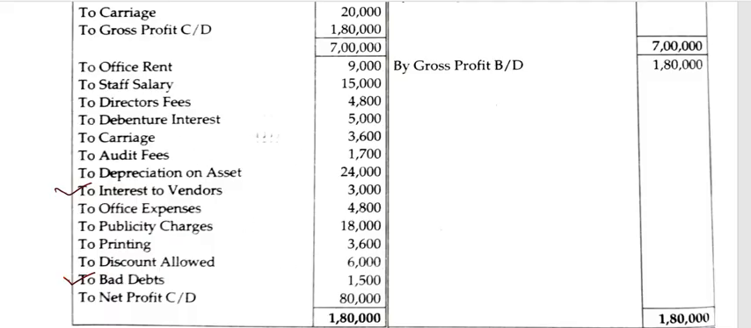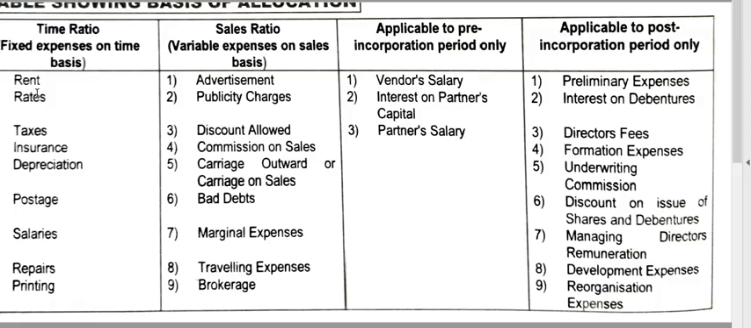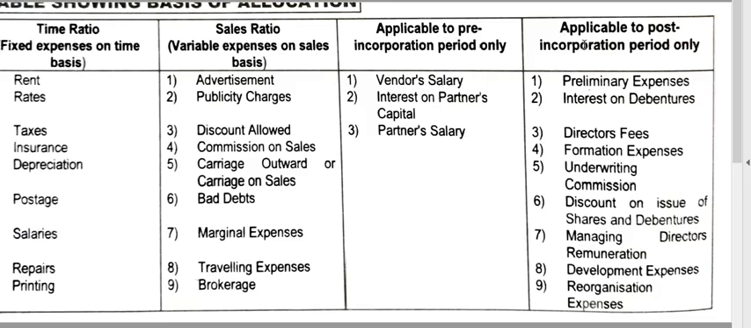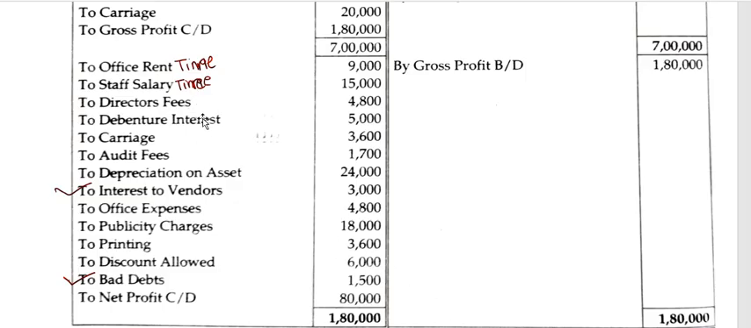Office rent comes under what? Time ratio. So we will distribute office rent on the basis of time, and we will write here time. Next is staff salary. Staff salary is also a time expense, a fixed expense, so we have to allocate it on a time basis. Director's fees: let's check where director fees is. You can see director fees under the heading of applicable to post-incorporation period only. So for director fees we will give the entry directly in post-incorporation.